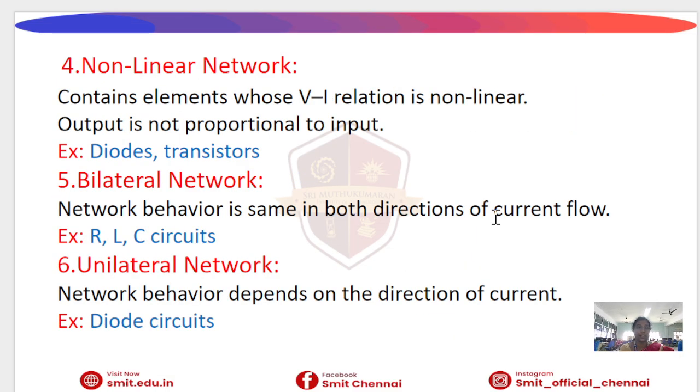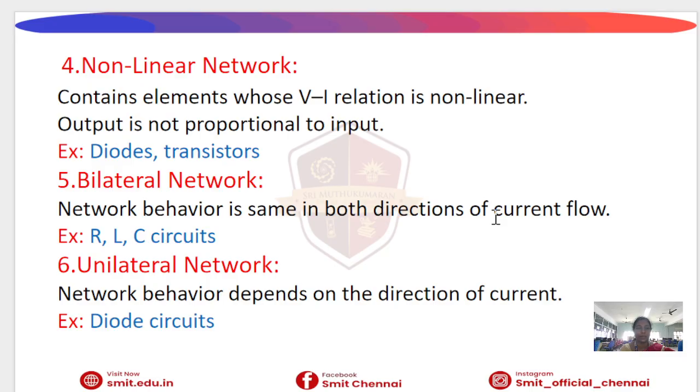Next one is the non-linear network. For the linear network, we say that Ohm's law is obeyed, but in a non-linear network, it does not obey Ohm's law. For example, diode, transistor. If the diode were linear, if we change one thing, the current would change, and the voltage would automatically change. No, the diode is not like that. So the diode is an example, and transistors are examples for the non-linear network.